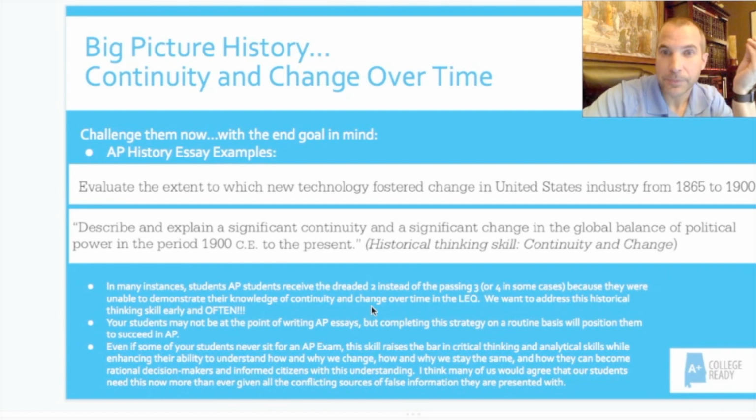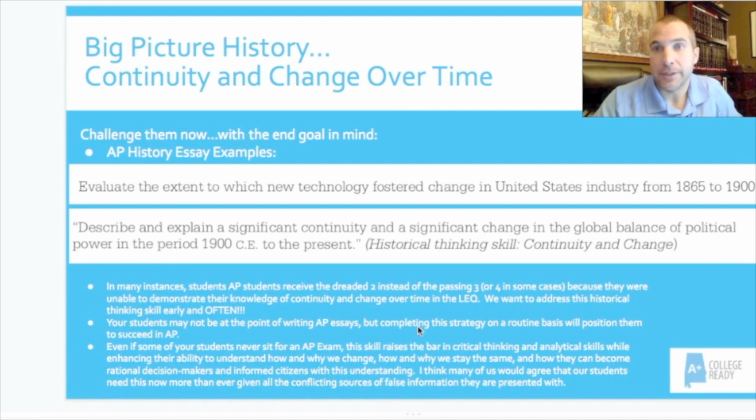So what we want to do with 6th, 7th, 8th, 9th, 10th graders is address this historical thinking skill early and often. The more you can find ways to implement this strategy, again, it might not be every unit, but we beg you to please find multiple occasions throughout the semester to come back to this strategy, because they really need to develop this skill to succeed at the higher level.